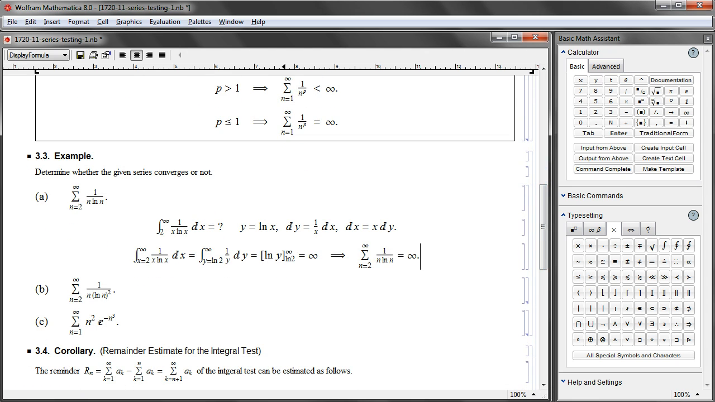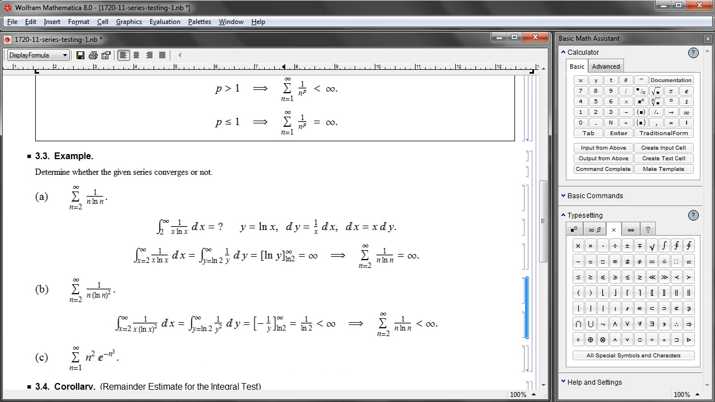The second problem is pretty much the same as the previous problem. We use the same substitution, and we end up with 1 over y squared. So we have negative 1 over y as an antiderivative. So plug in those values. Infinity goes to the denominator, so we have a finite value. So what does it mean? The integral converges, so the series converges.